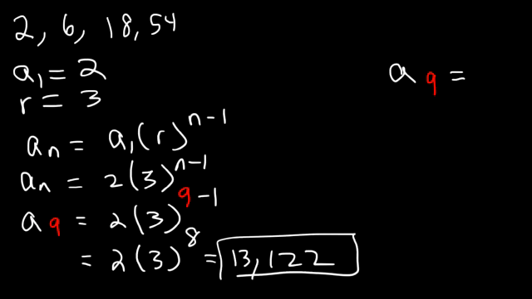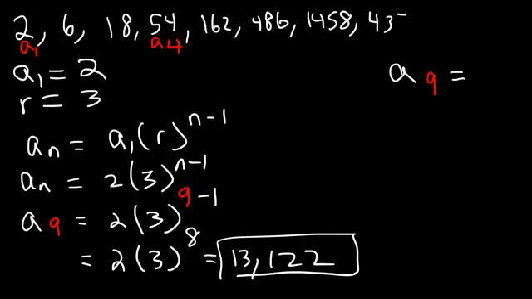Now let's prove it. So we know this is the first term and this is the fourth term. The next term is just going to be 54 times 3, which is 162. That's the fifth term. And then if we times it by 3 again, that's 486. That's the sixth term. Times 3, that's 1458. That's the seventh term. Times 3, that's 4374. That's the eighth term. And times it by 3 again, then we get the ninth term, which is 13,122.